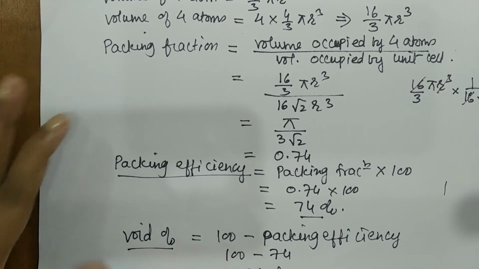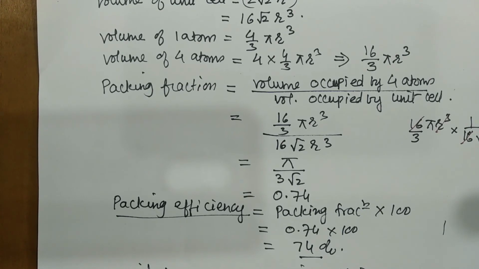So this is all about the packing fraction, packing efficiency, the relation between the edge length or the lattice constant and the radius of the atom. I hope I have simplified the derivations and I hope you liked it.